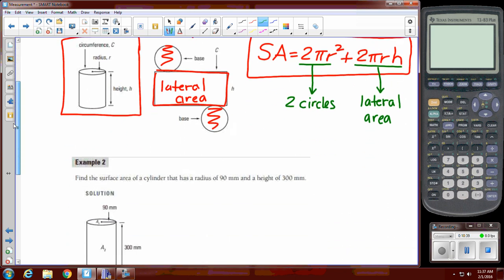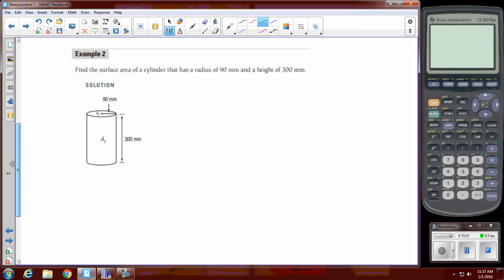So we'll go down here and we'll take a look at what's going on in this cylinder. Let's find the surface area of a cylinder that has a radius of 90 millimeters and a height of 300 millimeters. So it's surface area. It's not saying forget the top or bottom. It's not saying anything just about the lateral area. It's saying the surface area of the whole shape.